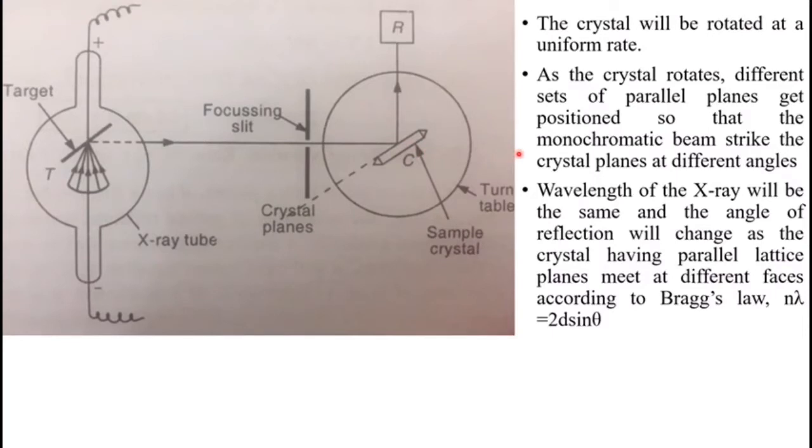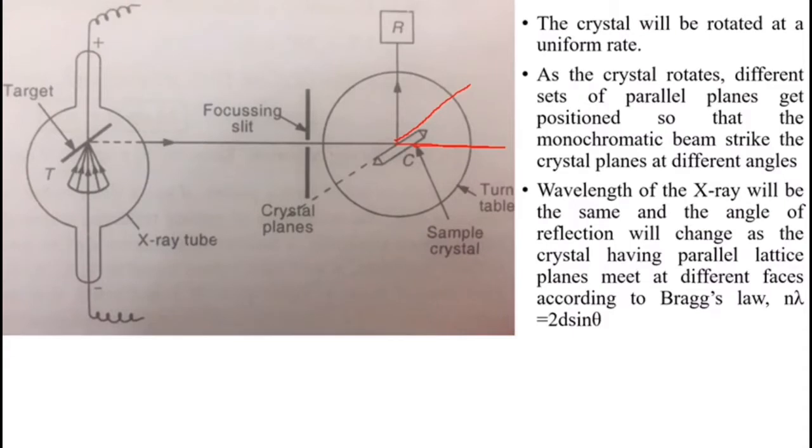It will go straight, and some of the rays will be reflected or diffracted. Why does it happen like this? Here we know that when the crystal plane and the X-ray are parallel, the ray will be transmitted. And if the monochromatic waves strike the crystal plane at an angle theta, that will be reflected. That is according to Bragg's law.